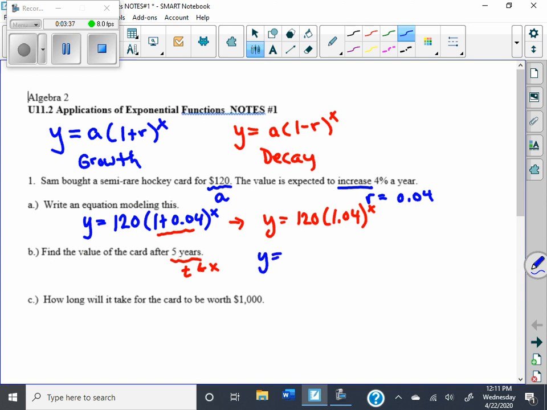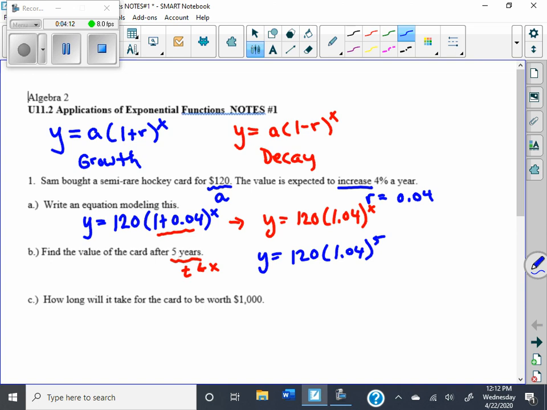So y equals 120 times 1.04, and we're going to raise that to the 5th power. Now you do need to calculate, so let's go ahead and get our calculators and plug that in. Make sure you know where your exponent key is. So 120 times 1.04 raised to the 5th power. On your screen, you should get 145.99834.